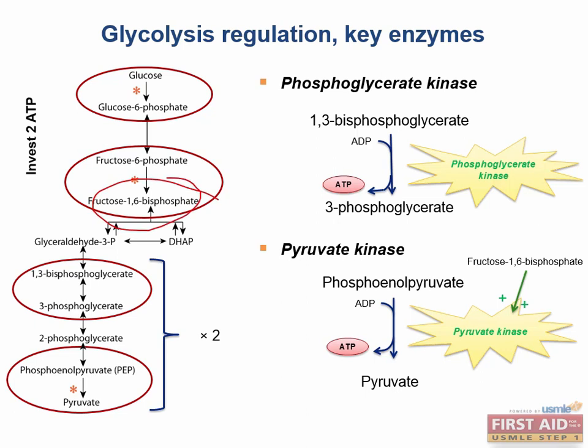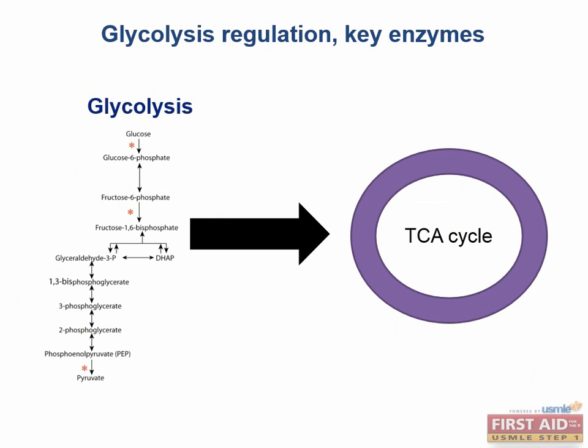This is activated by fructose 1,6-bisphosphate, which is an intermediate of glycolysis, and inhibited by high amounts of ATP and alanine, since again, if you already have a lot of ATP, you don't want to keep going through glycolysis to make more. To repeat, this enzyme works double time in glycolysis, just like we saw before with phosphoglycerate kinase. And that's it for the glycolysis pathway.